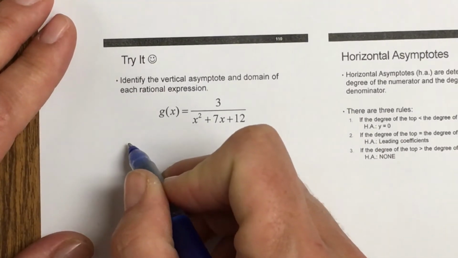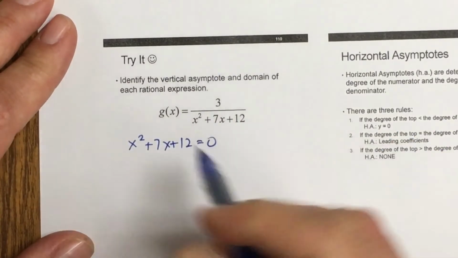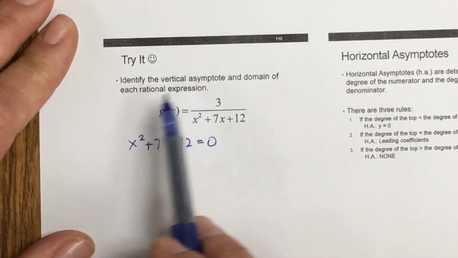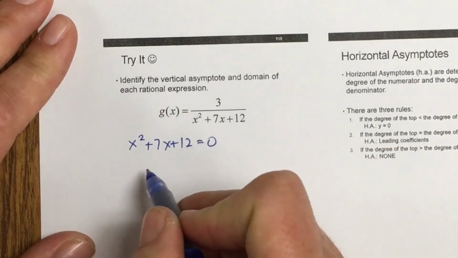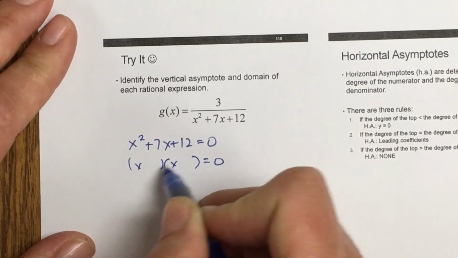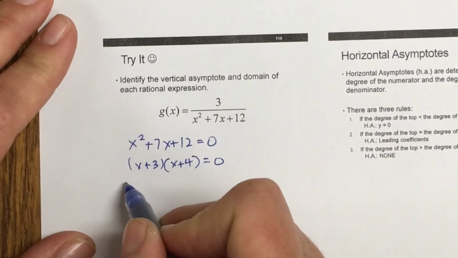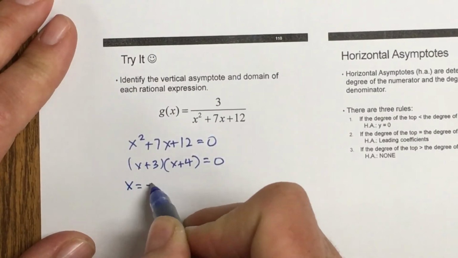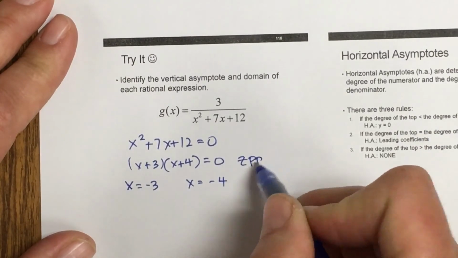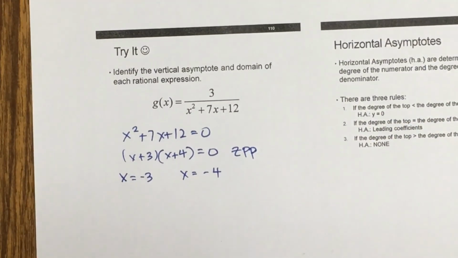Okay, x squared plus 7x plus 12 equaling 0. Hopefully this is making good sense, seeing as how you can't ask me any questions. Identify the vertical asymptote and domain of each rational expression, so same directions. Now I've got to step up my game and factor correctly. It factors into x plus 3 times x plus 4, so x equals negative 3, x equals negative 4. We just used the zero product property right there.